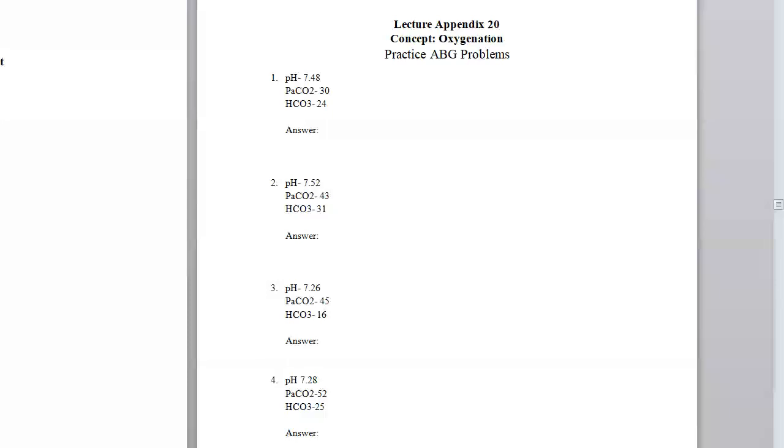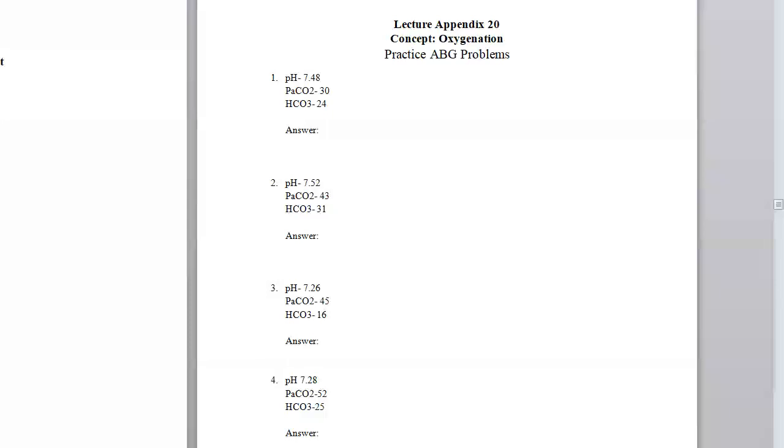pH is 7.35 to 7.45. For PaO2, we like to see at least 80%. Otherwise, if it's below that, we usually consider the patient to be hypoxic. Then our carbon dioxide level is 35 to 45 millimeters of mercury, and our bicarb is 22 to 26 milliequivalents per liter. So you may have to memorize those normal ranges in the beginning in order to determine if these results are out of those ranges, okay?